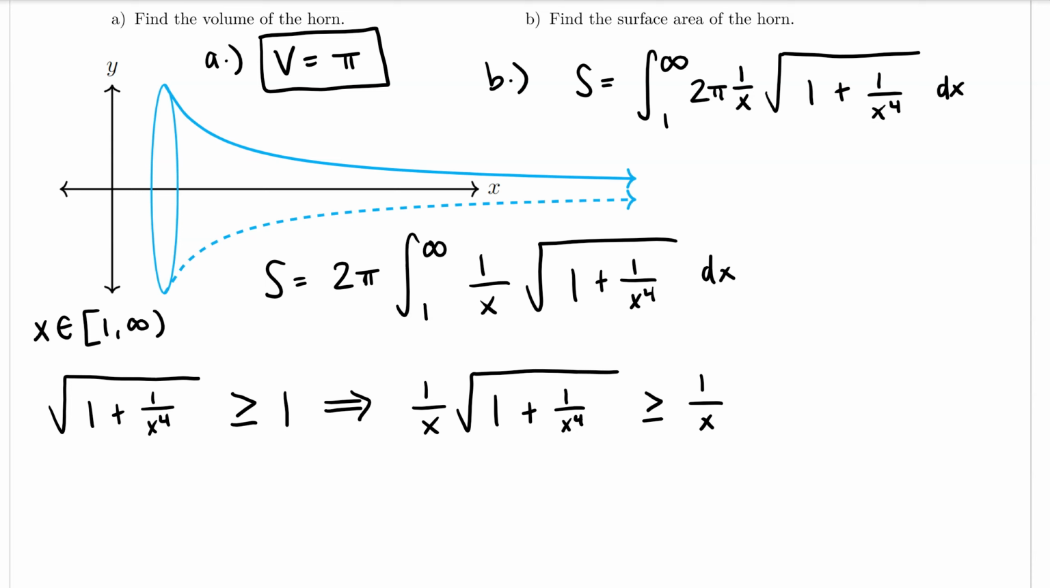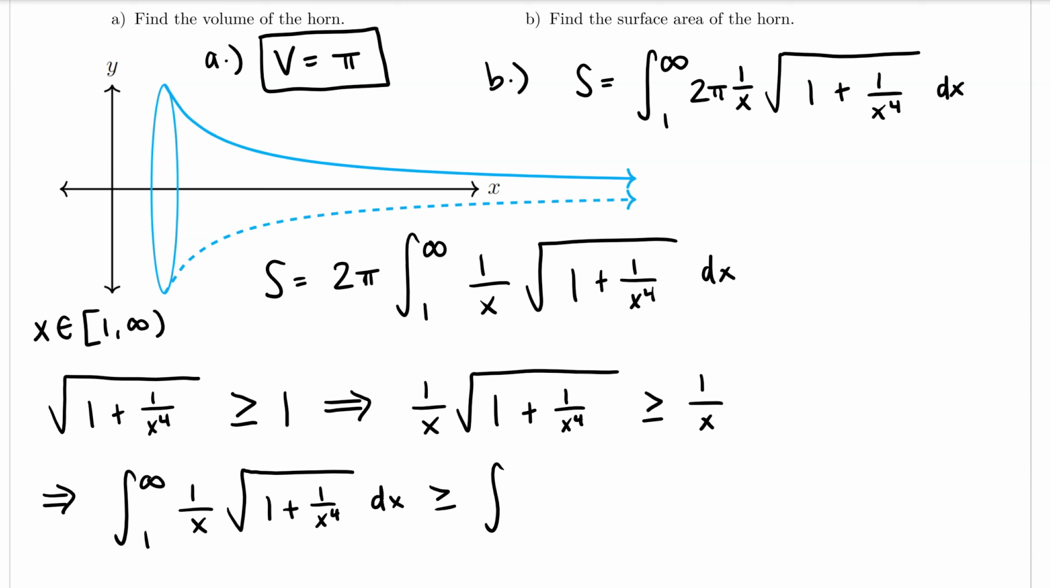Why do we care about this inequality? Well, based off the direct comparison test for integrals, this is going to imply that the integral from 1 to infinity of 1 over x times the square root of 1 plus 1 over x to the 4th power dx is going to be greater than or equal to the integral from 1 to infinity of 1 over x dx. And we know something about this second integral.